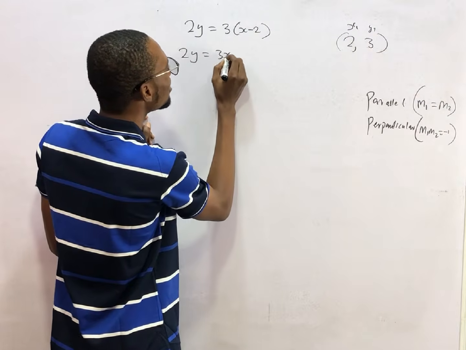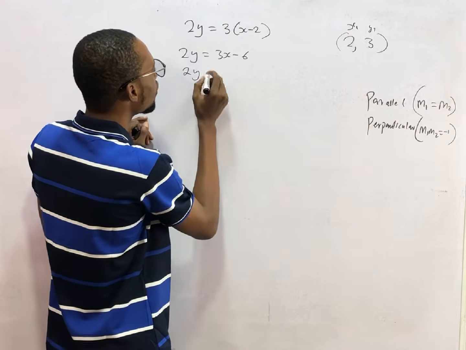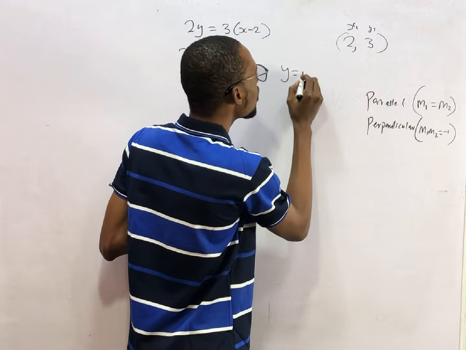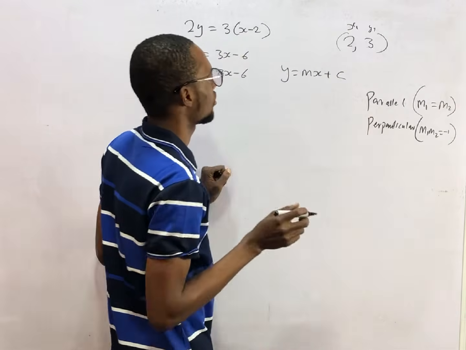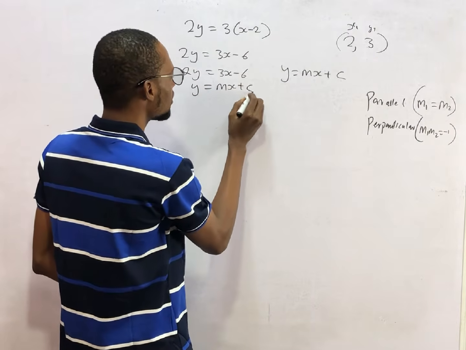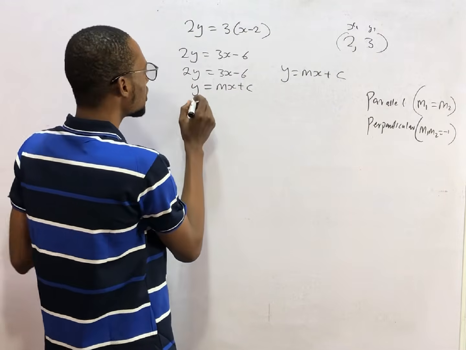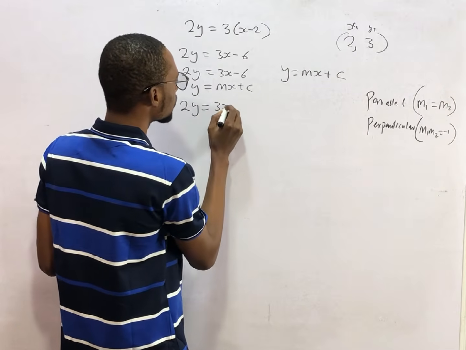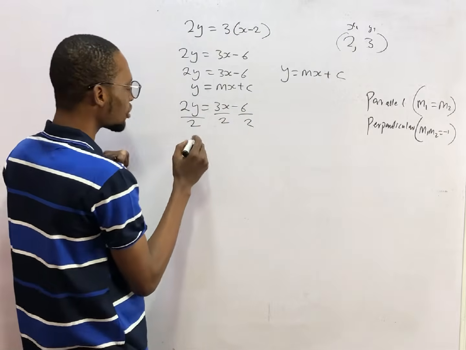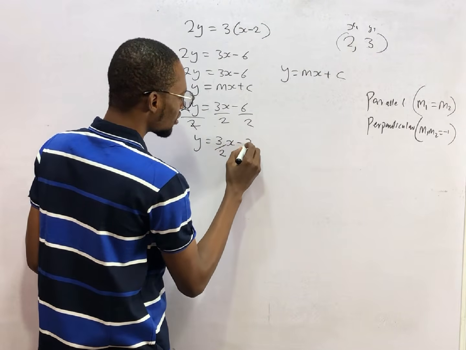Now, we are given this first line. 2Y is equals 3S minus 6. And the pattern for the equation of a line is Y is equals mS plus c. Trying to compare to this one, Y is equals mS plus c. Here is 2Y. We need to change it to Y so that it matches this one. Therefore, dividing throughout by 2, here becomes over 2, over 2, over 2. The equation of the line becomes Y is equals 3 over 2 S minus 3.